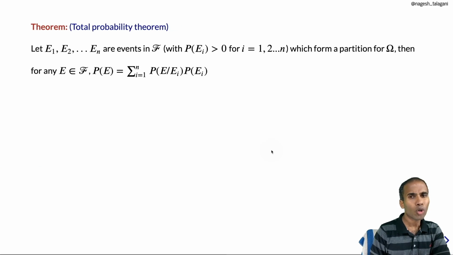Okay, total probability theorem. Here is the statement: E1, E2, so on, En are n events in event space, each with a positive probability, which form a partition for omega. Then, for any event E in event space, the probability of E equals summation i equal to 1 to n, probability of E given Ei times probability of Ei. Okay. Now let's prove this statement.